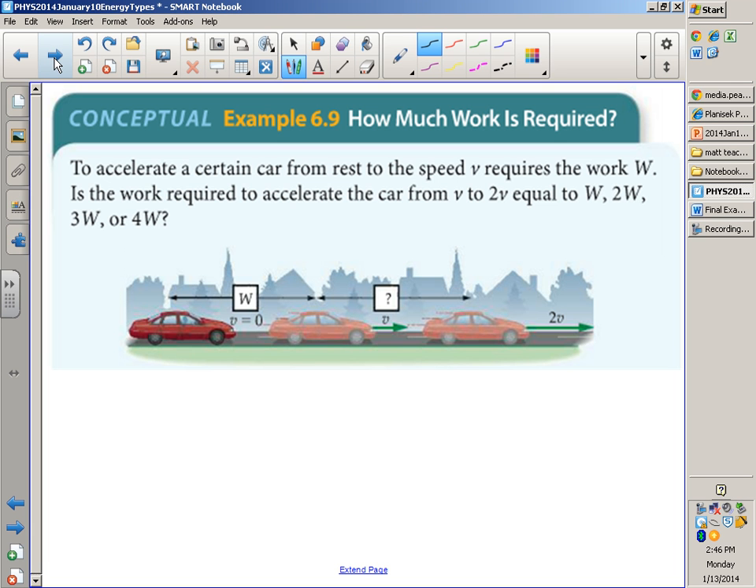Gotcha. All right, bottom of that page, there's this problem here. It says, to accelerate a certain car from rest to the speed v requires the work w. Is the work required to accelerate the car from v to 2v equal to w, 2w, 3w, or 4w? I know this is kind of confusing, but these are the kind of questions that show up on standardized tests, like SAT and ACT stuff. These are the kind of questions that show up all the time.